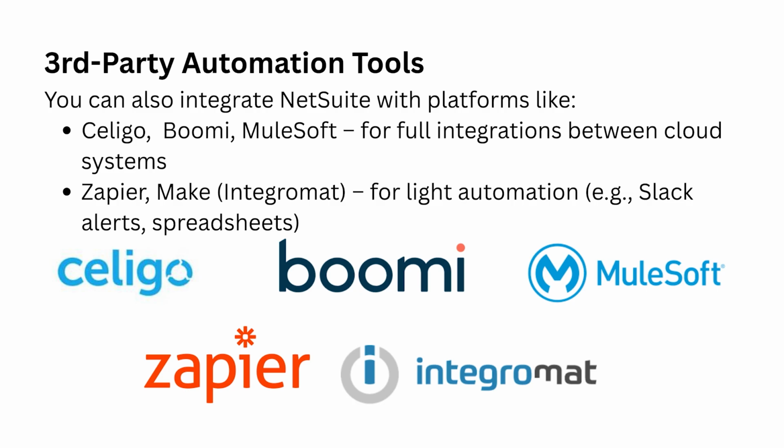Third-party automation tools. You can also integrate NetSuite with platforms like Celigo, Boomi, and MuleSoft for full integrations between cloud systems, and Zapier, Make, or Integromat for light automation, e.g. Slack alerts, spreadsheets.